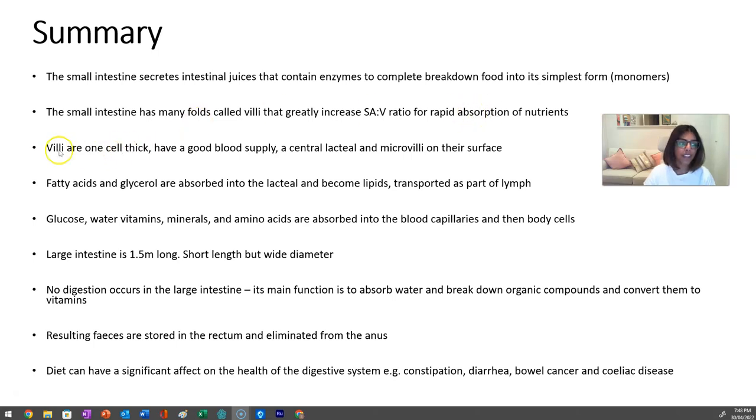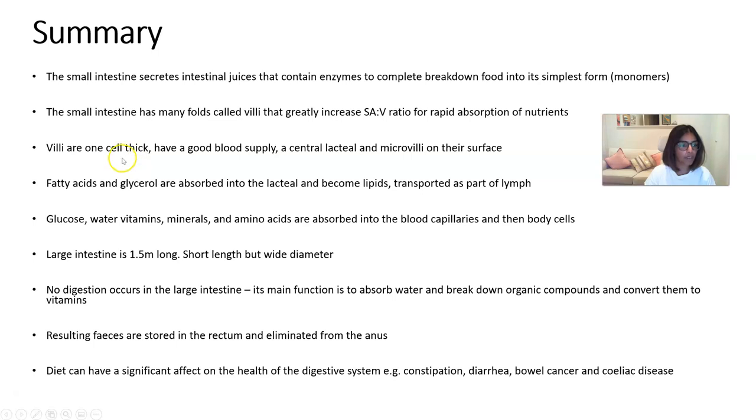Each villus is only one cell thick. We saw that in those diagrams before. So the epithelial lining is only one cell thick, which allows for rapid absorption of nutrients. Each villus has a large blood supply and a central lacteal. There are also microvilli found on the surface of the villi themselves, which further increases the surface area.